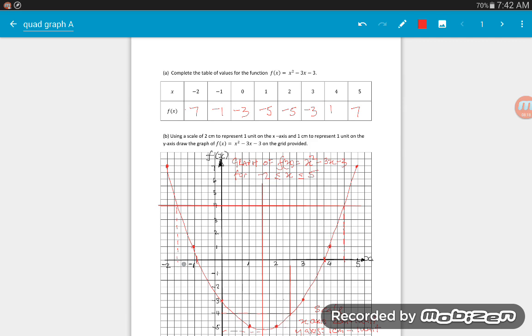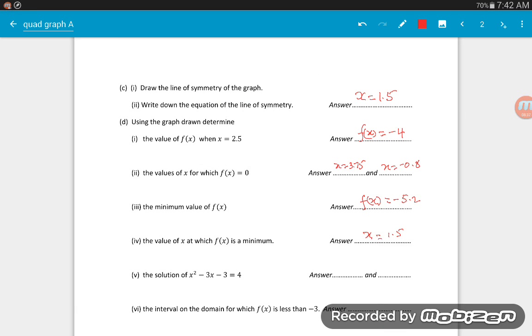At this point, this looks like about minus 1.6. And here it looks like about 4.5. So we say x equal to minus 1.6, x equal to 4.5.